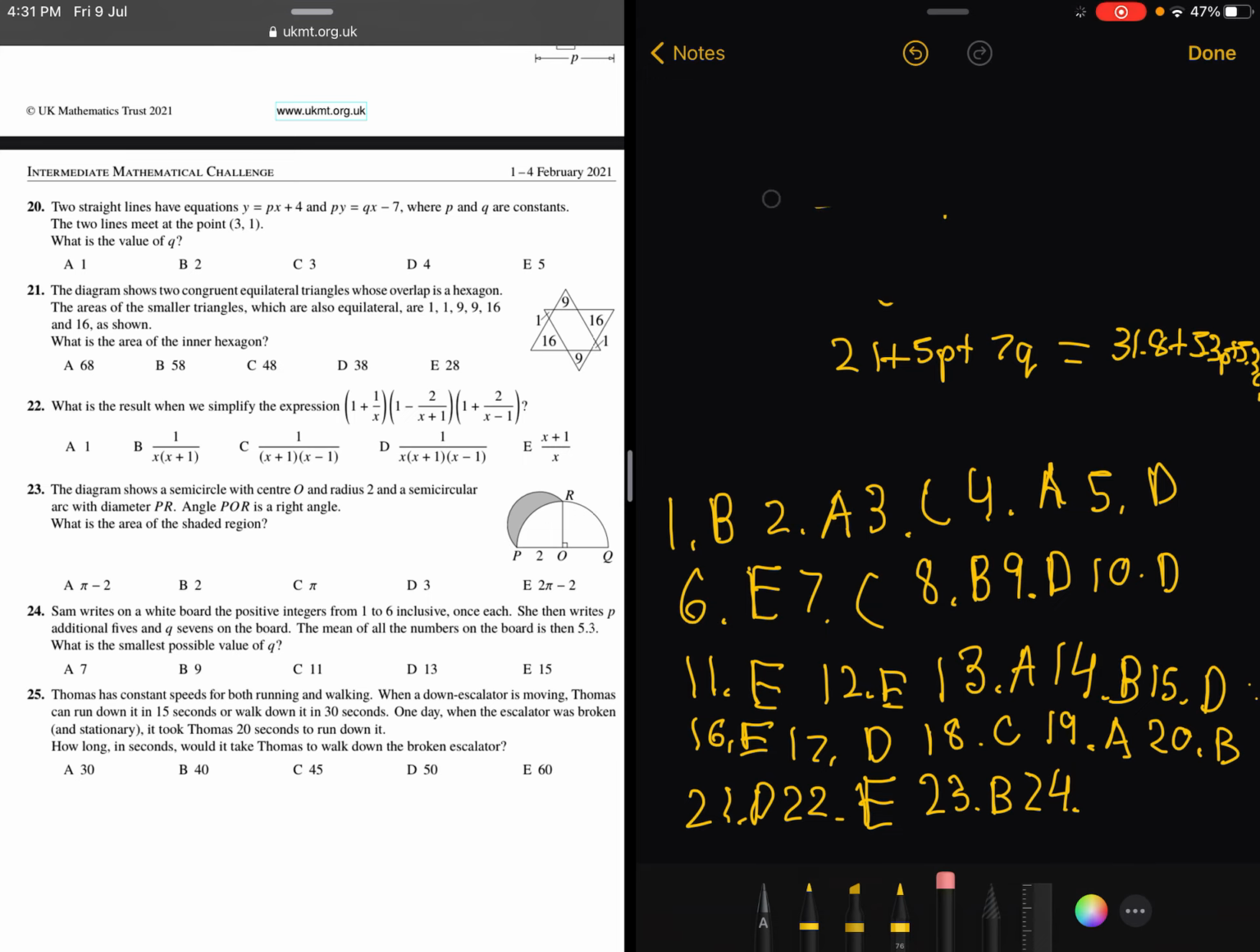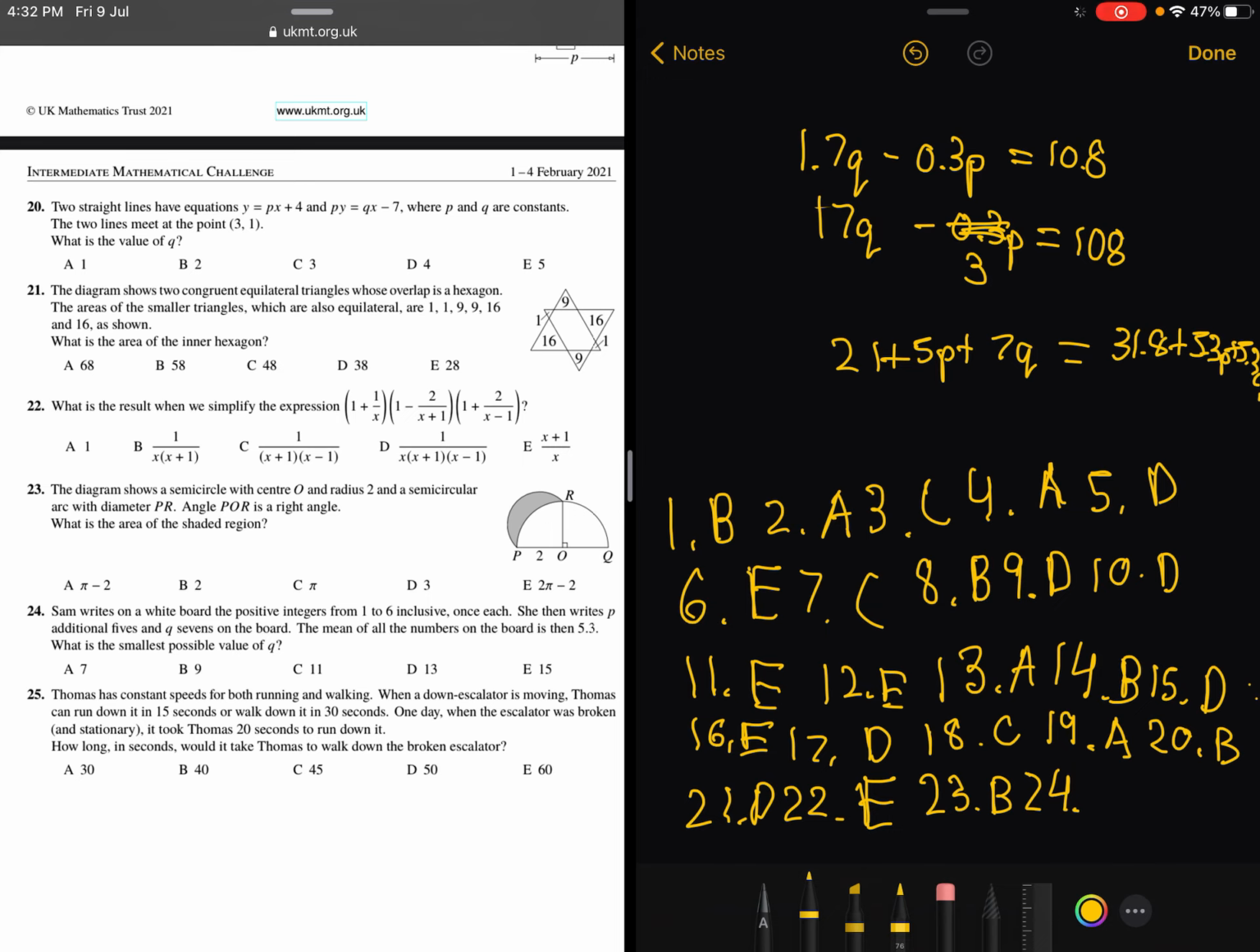That gives us 1.7Q minus 0.3P is equal to 10.8. So 17Q minus 3P is equal to 108. From what we can already see, since P can't be negative, Q has to already be greater than 6. So Q has to be at least 7.